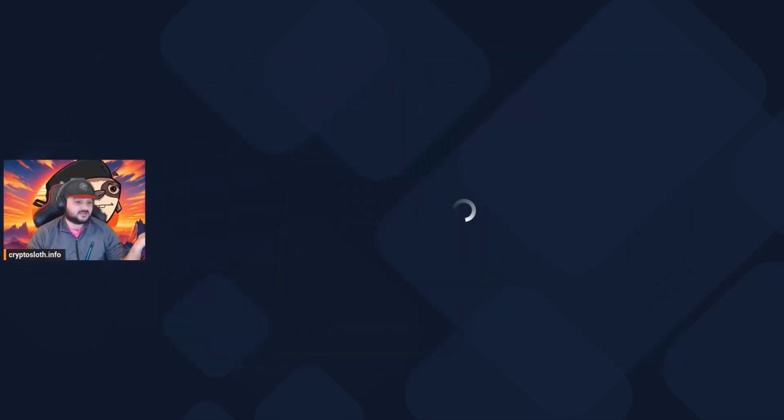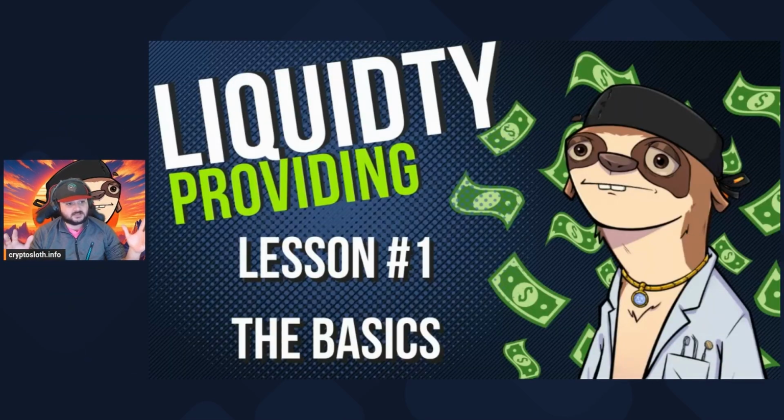With PulseChain being a couple months old now and us getting a lot of different dApps, specifically a lot of different DEXs available to us, and DEX aggregators, it is really important for both the casual user and the power user to understand the different forms of liquidity, how to utilize them, why they're important, and what these different types of liquidity mean for price action. And so this first video is basically the basics. Liquidity providing lesson number 1, the basics.